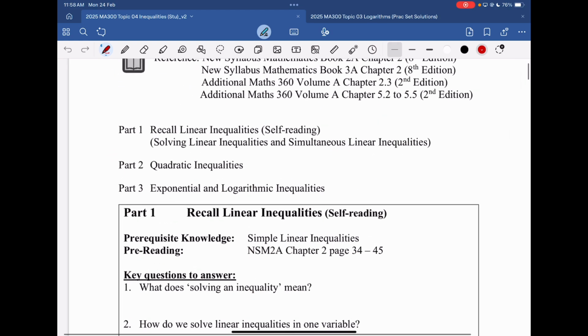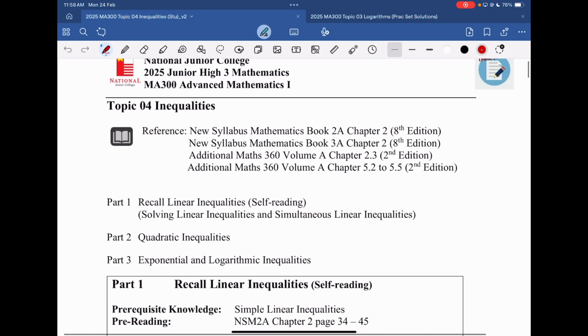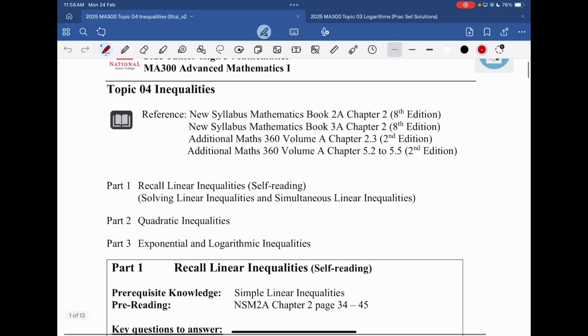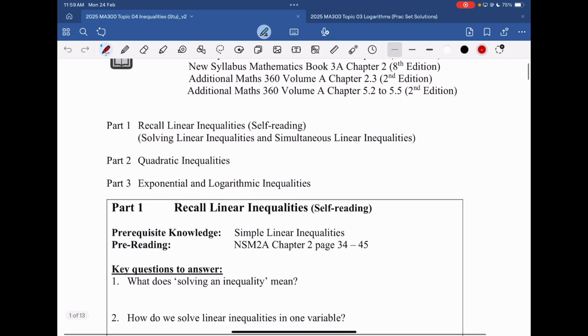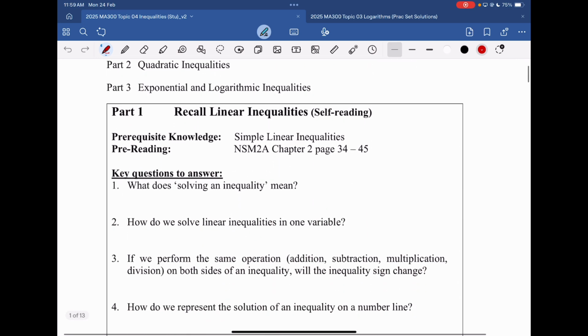There are 3 parts to this chapter. Linear, quadratic, and exponential and log. Now, linear is power 1. It's legit easy. So if you look at chapter 1 today, you will have a hell of a good time. It's like, wow, primary 1 math to you. Quadratic followed by logarithmic.